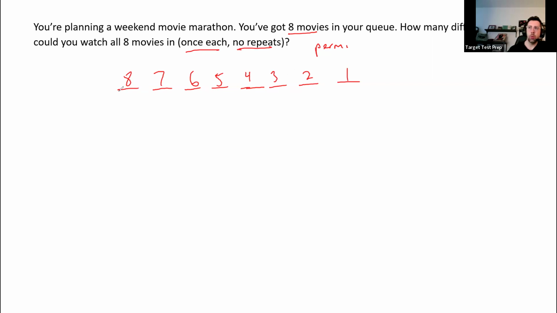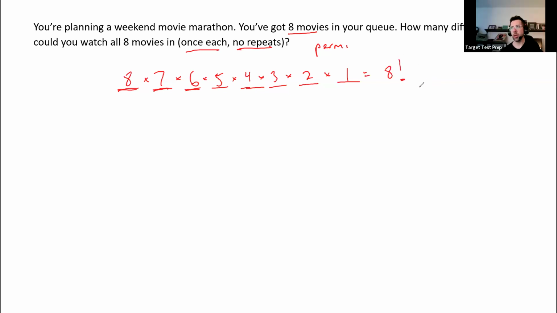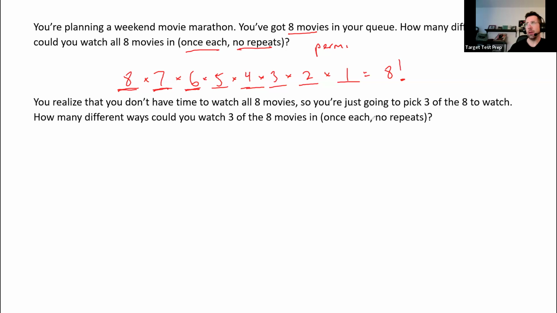So 8 ways to choose the first movie, 7 to choose the second movie, 6, and on and on. And by the fundamental counting principle, I just multiply these. Okay, so that's 8 factorial. It's a big number, whatever it is. But that's a lot of ways to come up with an 8 movie marathon. Okay. Now, so that's broadly speaking just N factorial ways to order N items. Okay.